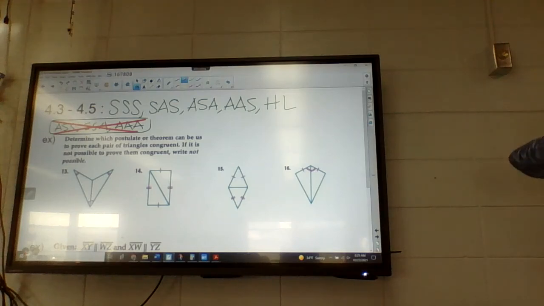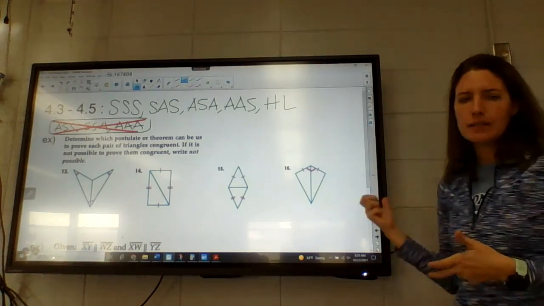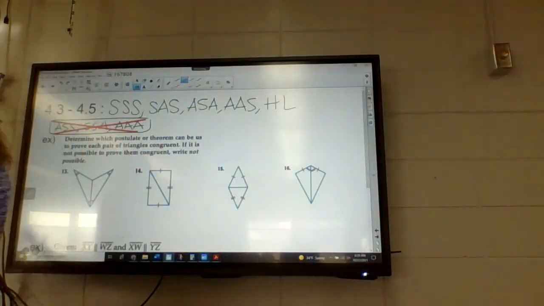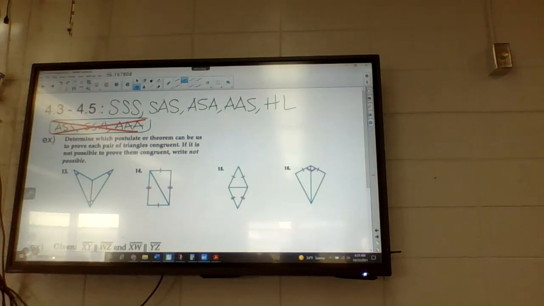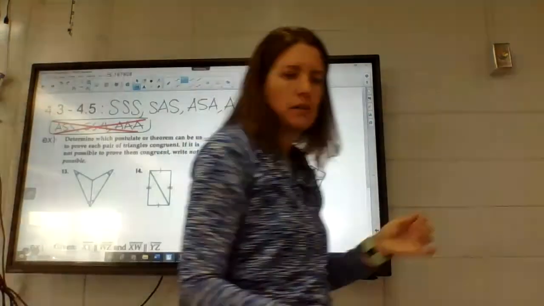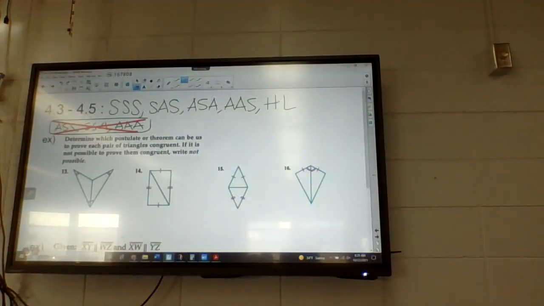So the next 4 questions are basically just asking us to use the property. So yes or no, are they congruent? And then which of these rules can be used for them? So take a minute to look at 13 through 16 here. Yes or no, and then if it's yes, you have to be able to say what rule you used.